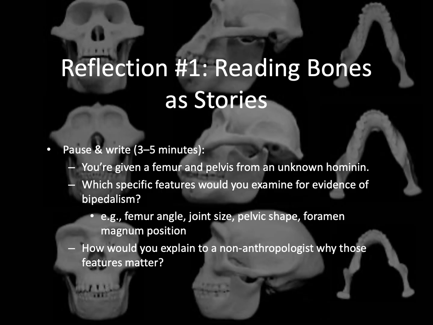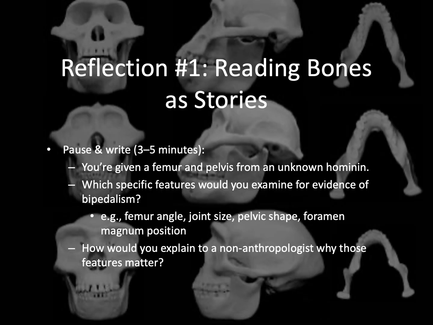So here's the prompt. Imagine that you are in a paleoanthropology lab. Someone hands you a single fossil femur and a fragment of pelvis from an unknown hominin species. You do not have the skull or the feet, just those pieces. What specific features would you examine to decide whether this species walked bipedally on a regular basis? How would you explain to a curious friend why those particular features matter for bipedalism? Try to be as concrete as you can.